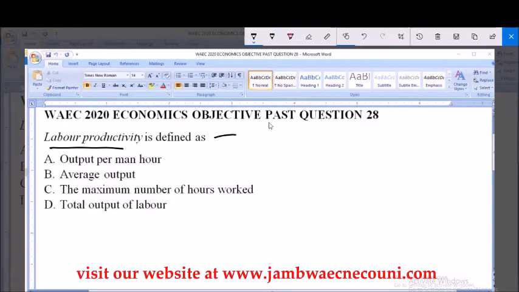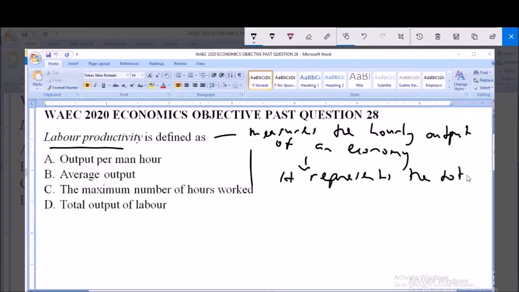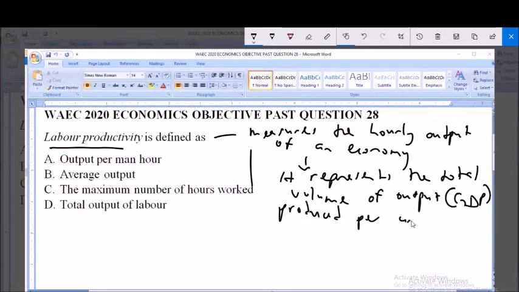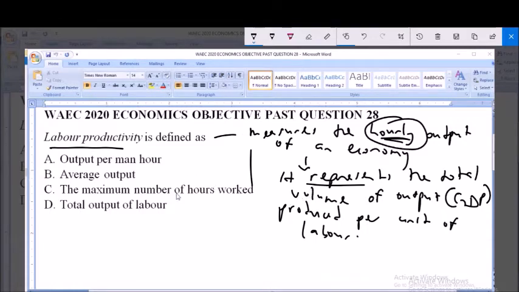Now, the concept of labor productivity in a broader sense measures the hourly output of an economy. In other words, it represents the total volume of output in gross domestic product produced per unit of labor. So the hourly output per person is a function of the number of employed persons and their hourly output.